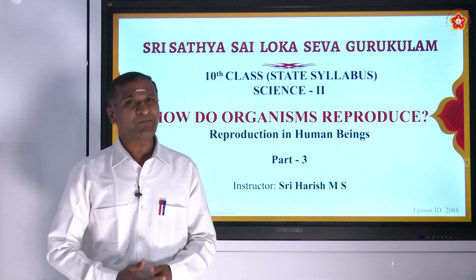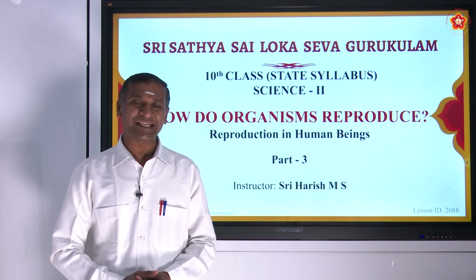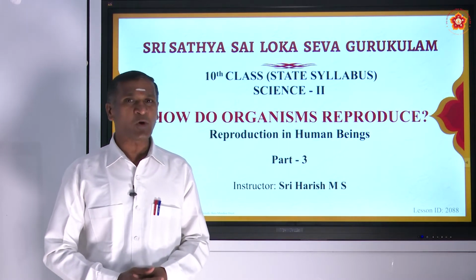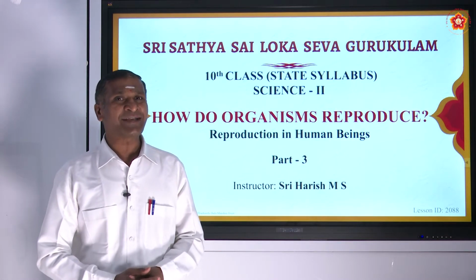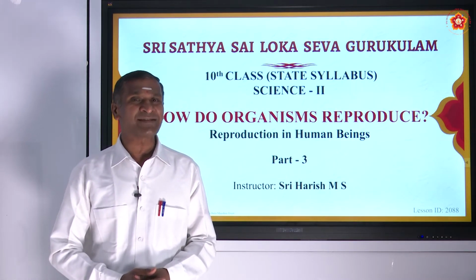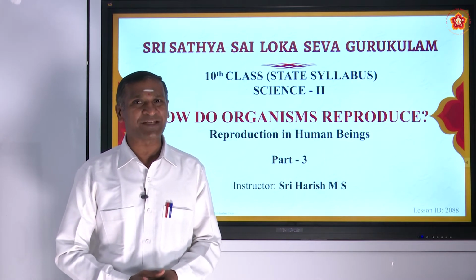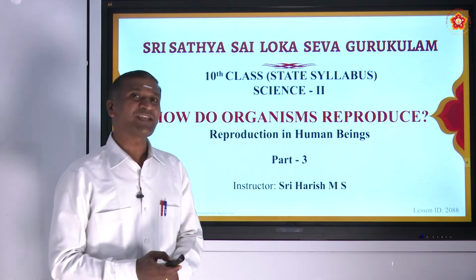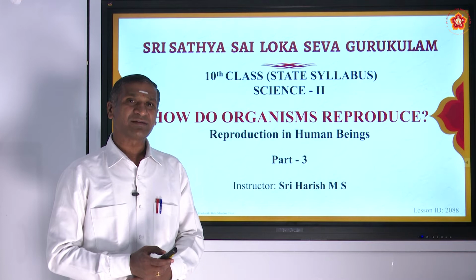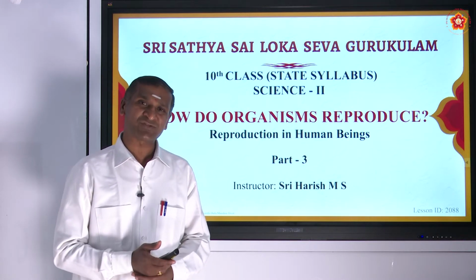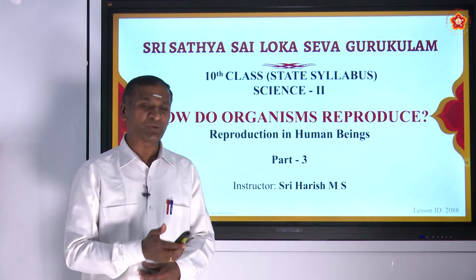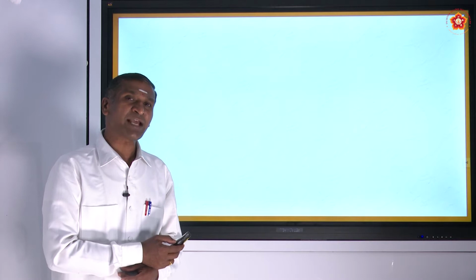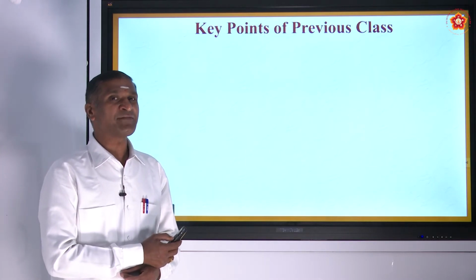Before we start part 3, let us recap our previous part's key points and also check and get clear about the answers for the home assignment too. Dear students, in our previous class of the same chapter, How do organisms reproduce, under part 2 we discussed reproduction, mainly sexual reproduction in flowers.